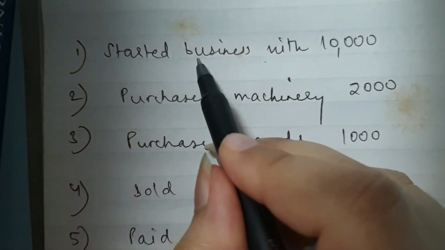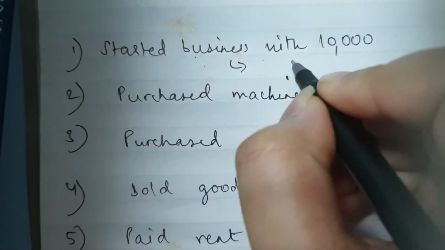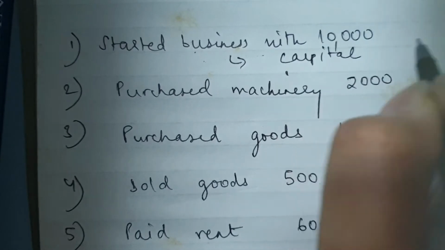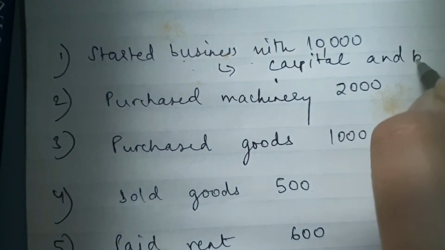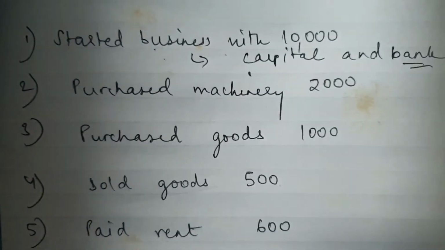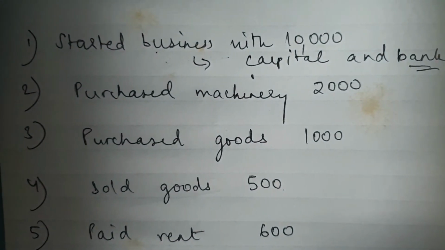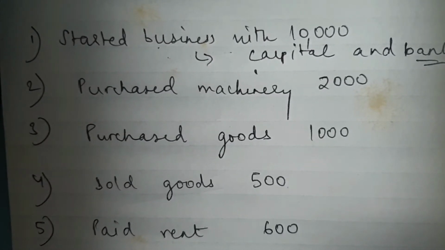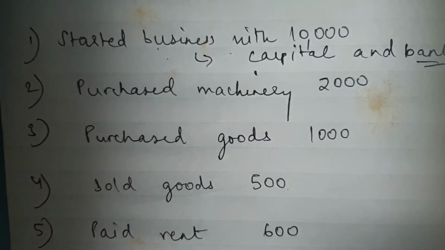So for the first entry, the accounts involved would be capital and bank account, because you're basically starting your business by bringing in 10,000 rupees of cash. Now the second entry is purchase machinery. I'll come to that after explaining the third entry.